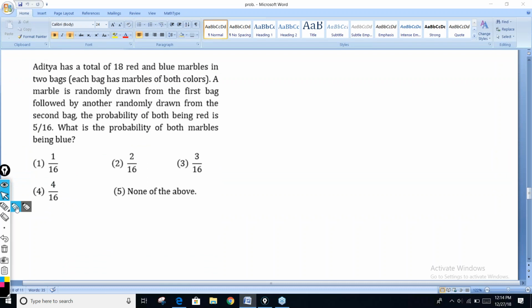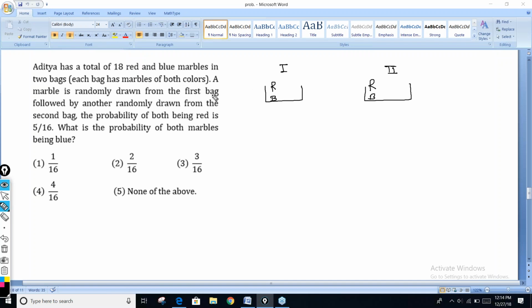This is a difficult question. Aditya has a total of 18 red and blue marbles in 2 bags. So that is the first bag, that is the second bag. Total 18 marbles he has. Each bag has marbles of both the colors. So there has to be both red and blue, at least one of red and blue.